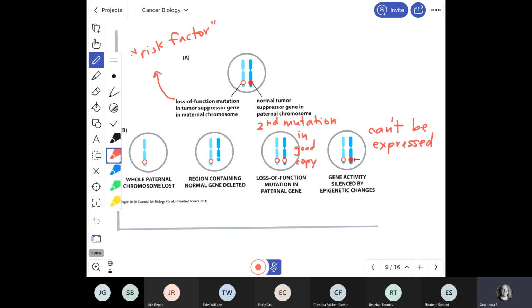Or let's not call it a second mutation. Let's call it a new mutation. You could have a new mutation in the good copy, so now we've lost that good copy also. We could have a deletion of the good copy.